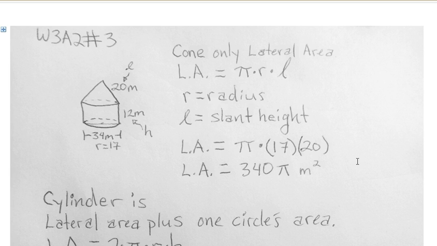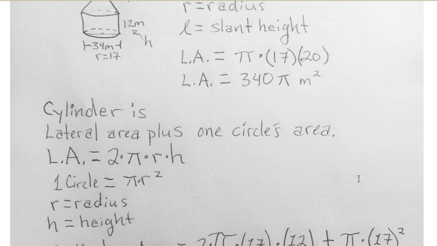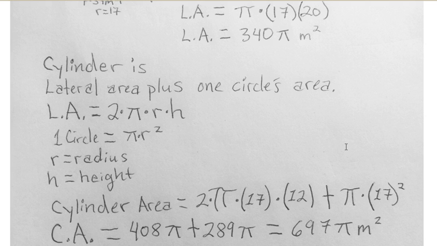Cylinder is lateral area plus one of the circles area, right? So we're getting the top and we're getting the bottom, we're getting the middle. This is how you do it. That's how you break it apart. Again, pause this whenever you want to. Rewind it. Don't tell no one. It's a secret. That's how you do it. Cylinder area.